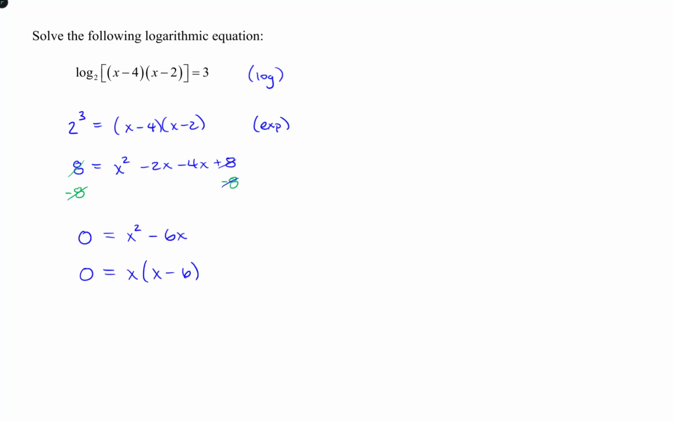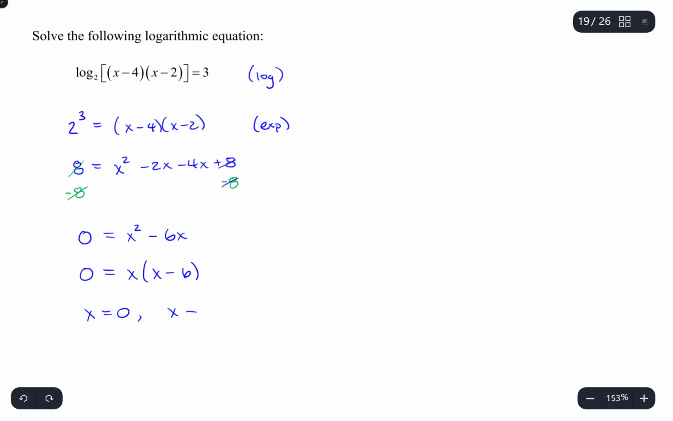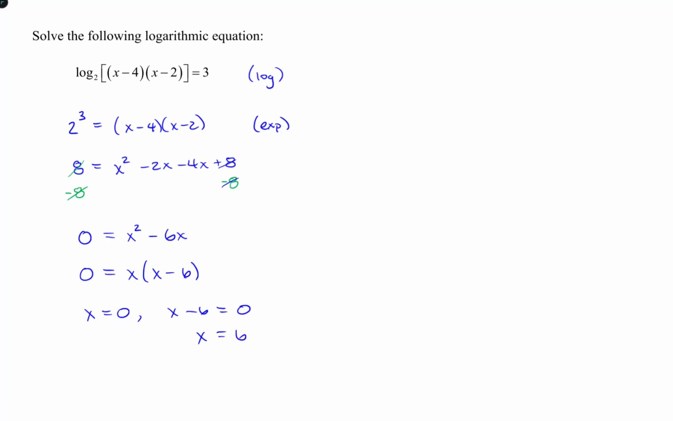And if I take these two factors and set them equal to 0, I get x equals 0 and x minus 6 equals 0. So x equals 0 is one potential solution and x equals 6 is another potential solution. Now, the reason I'm calling these potential solutions is because we can't be using any values that lead to a negative argument on a logarithm. So what we would need to do is just test and see.